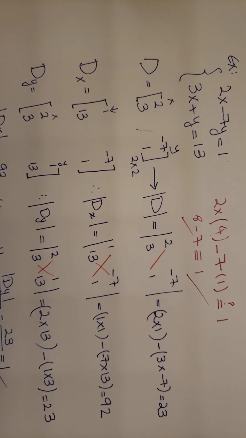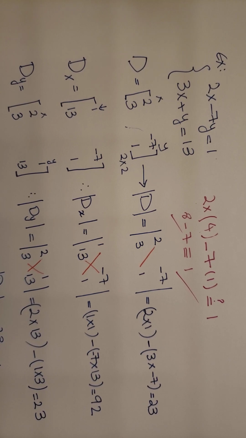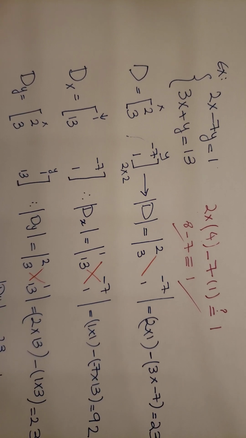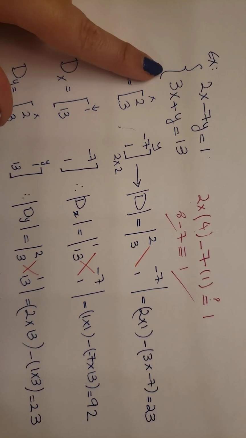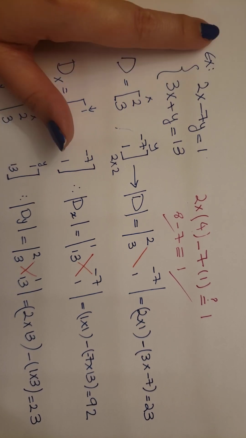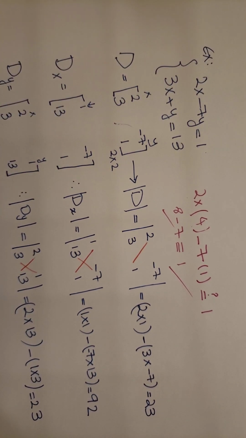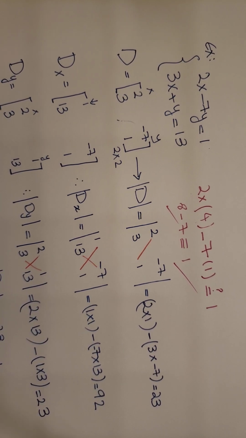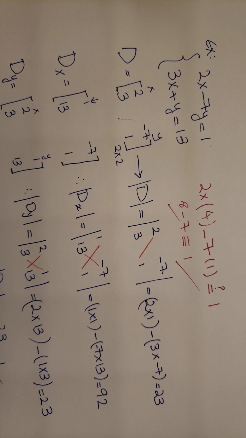Perfect. So in this video, you learned how to use Cramer's rule to find the answer for a system of linear equations. In these two examples, they were 2 linear equations. In the next video, I will show you how to use the same rule, Cramer's rule, to find the answer to a system of linear equations with 3 equations and 3 variables.